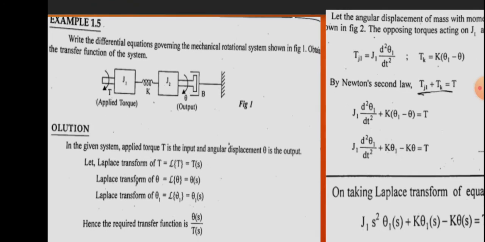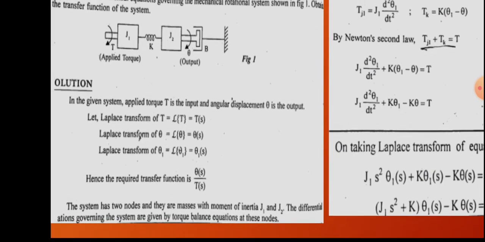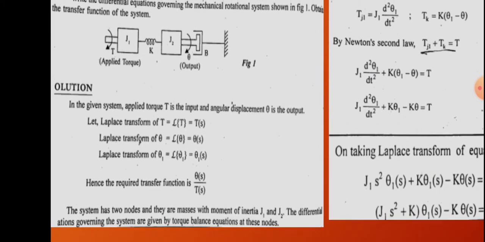For doing the problem, we are assuming that the displacement associated with the moment of inertia J1 is theta 1. So we can write the Laplace transform of theta 1 as theta 1 of S. These are the first assumptions, and we are asked to find the transfer function.